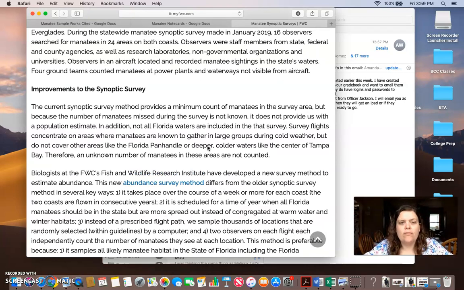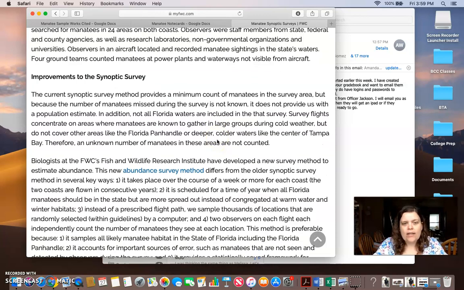The current synoptic survey method provides a minimum count of manatees in the survey area, but because the number of manatees missed during the survey is not known, it does not provide us a population estimate. In addition, not all Florida waters are included in that survey. Survey flights concentrate on areas where manatees are known to gather in large groups during cold weather, but do not cover other areas like the Florida Panhandle or deeper, colder waters like the center of Tampa Bay. Therefore, an unknown number of manatees in these areas are not counted.